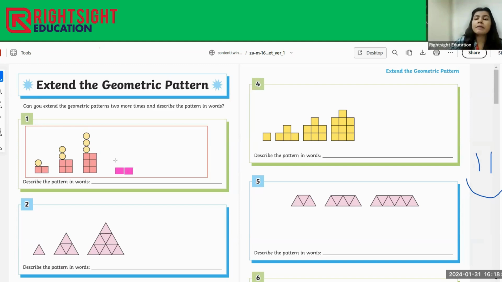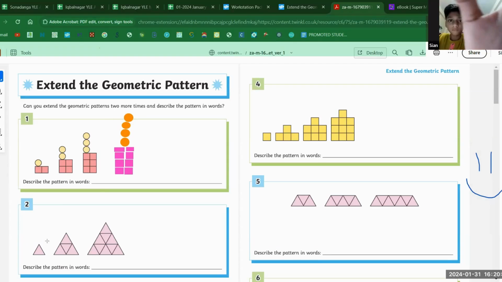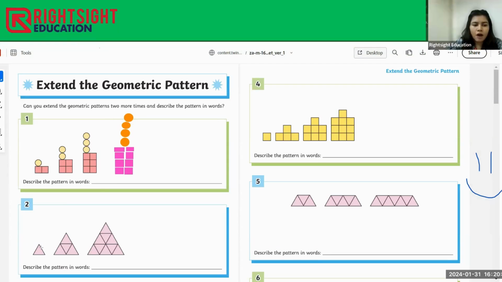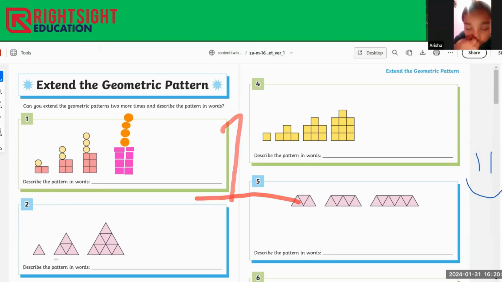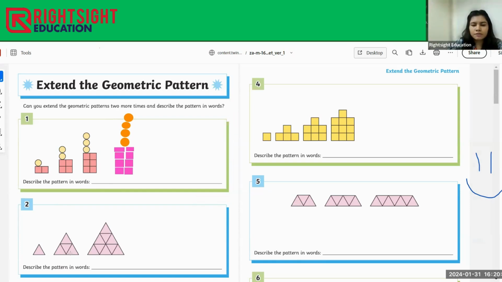How many rectangles? Miss, do we have to draw the very second? Thank you very much. Then tell me how many triangles are in the first pattern? One. And in the second pattern? 4. Very good.